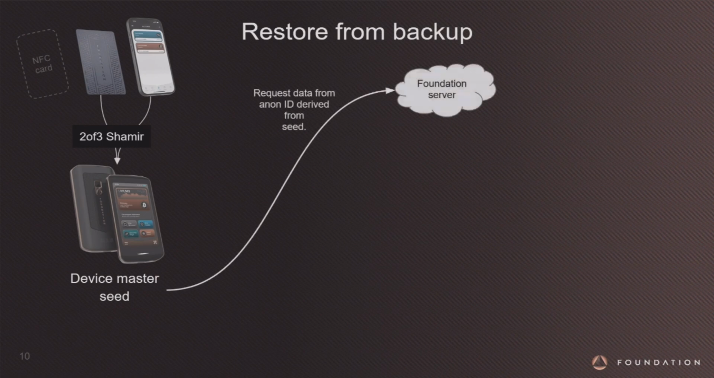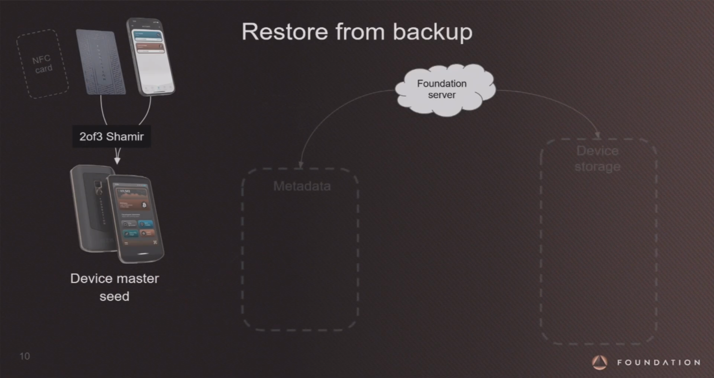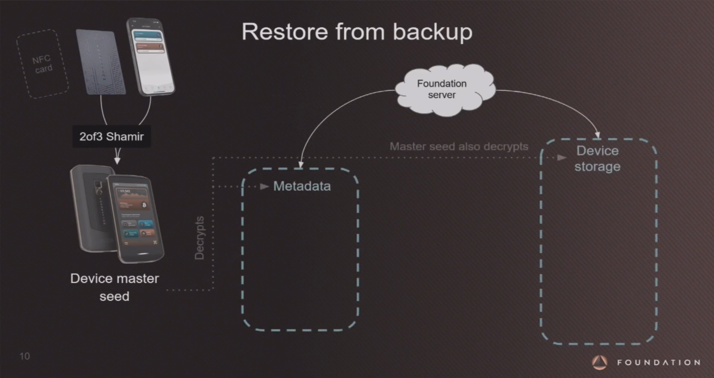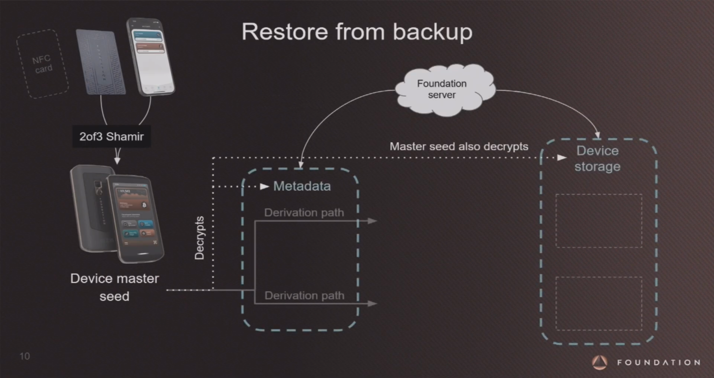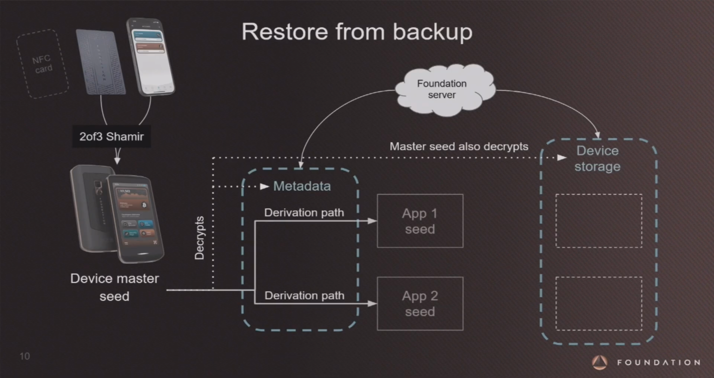The master seed is used to derive your private ID again and request your encrypted data blobs from Foundation's cloud. And then once they're downloaded, your data gets decrypted with the master seed. The derivation path lets us reinstate the app seeds. Your app seed lets you recover its data from within the drive.